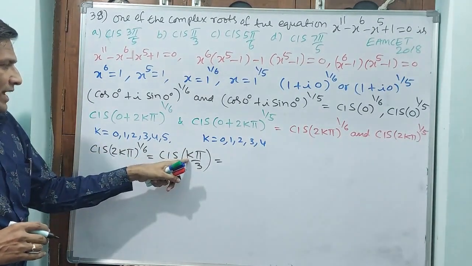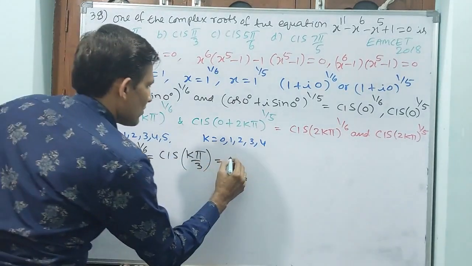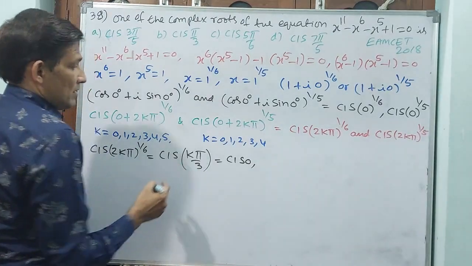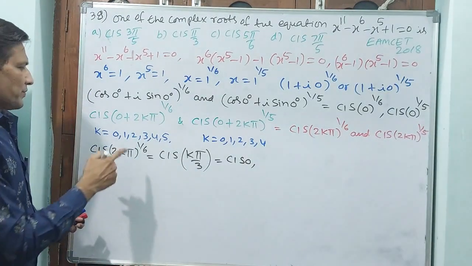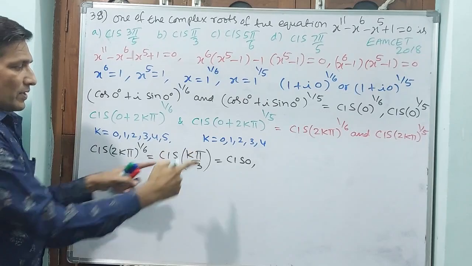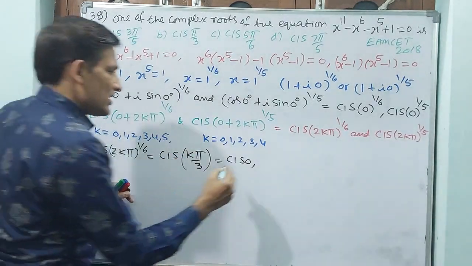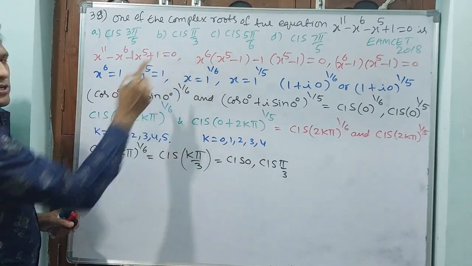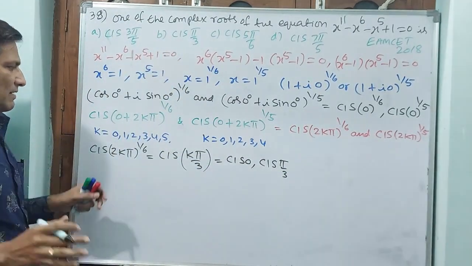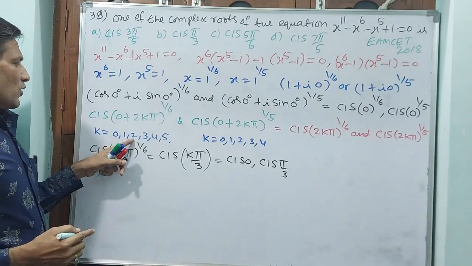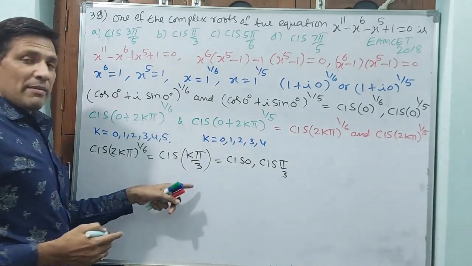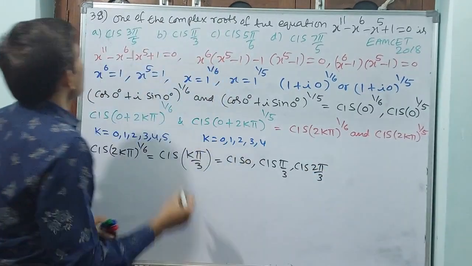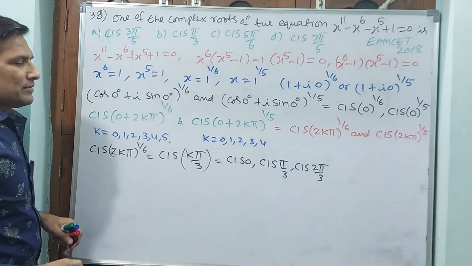If k is 0, then CIS 0, write down, CIS 0. Okay, first one. 0 means 0, that's all. If it is 1, pi by 3, CIS pi by 3. Okay, CIS pi by 3 only is your answer, but wait. Why? Because you have to prove. If 2, CIS 2 pi by 3. Is 2 pi by 3 there? No, not there. 3 pi by 3 is there.